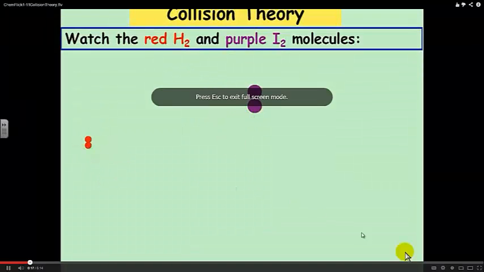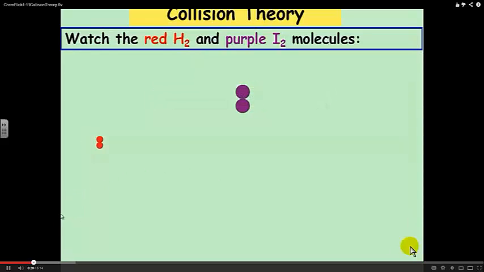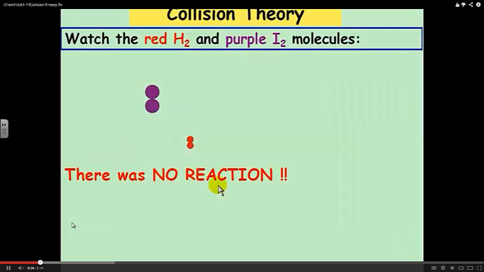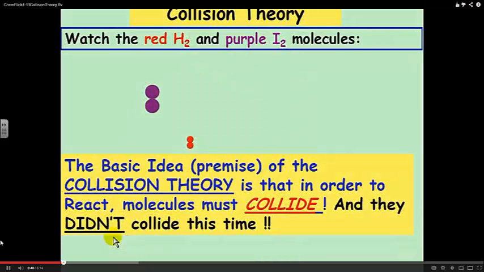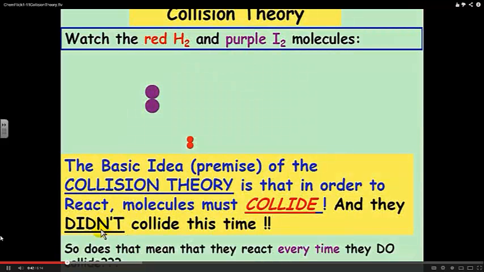We'll color the H2 molecules red and the I2 purple. Let's watch them as they move. Was there a reaction? No, there was no reaction. Why not? The basic premise of the collision theory is that in order to react, molecules must collide. And as you can see, they didn't collide this time. So does that mean they'll react every time they do collide?